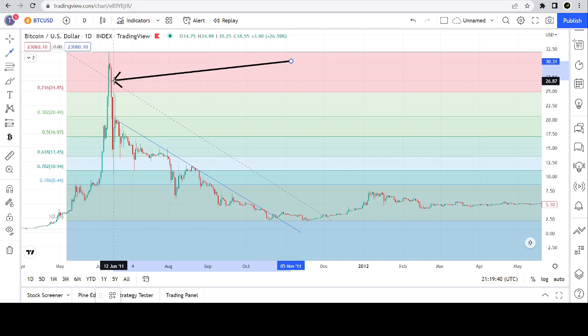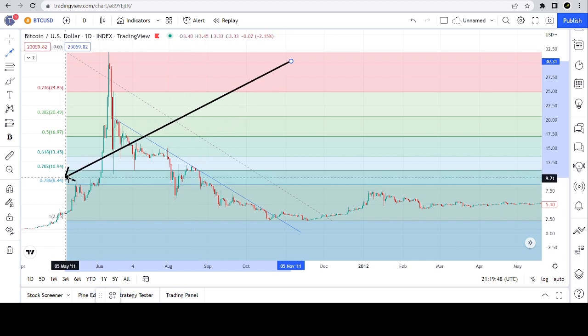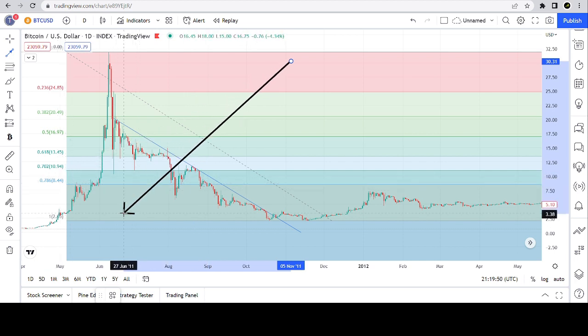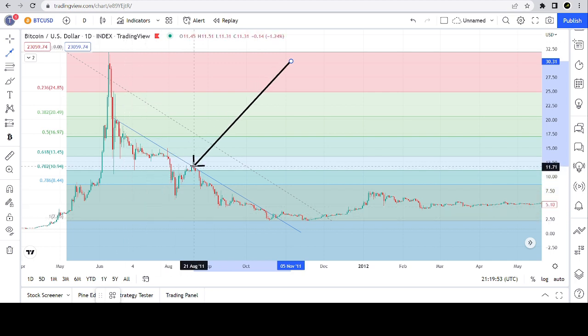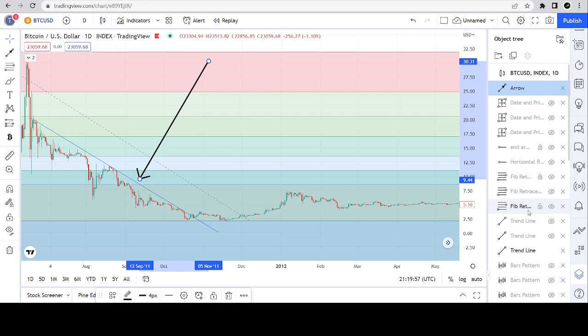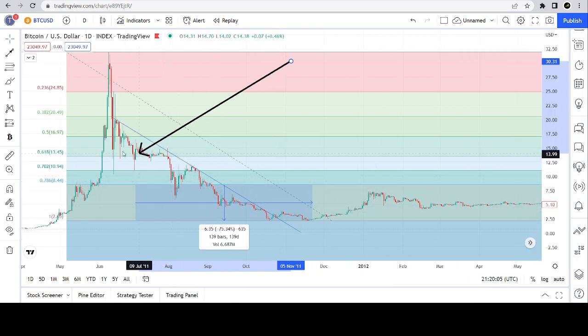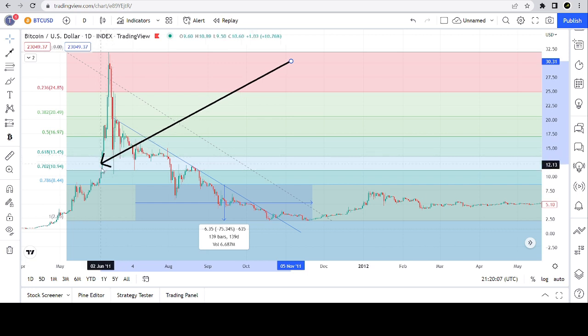So I've come to an interesting observation. If you measure this distance between the 0.786 Fibonacci level and the 1 Fibonacci level, it brings some interesting things to light. Let's put on a measurement tool right here. So what is interesting to note here, let's walk through it.